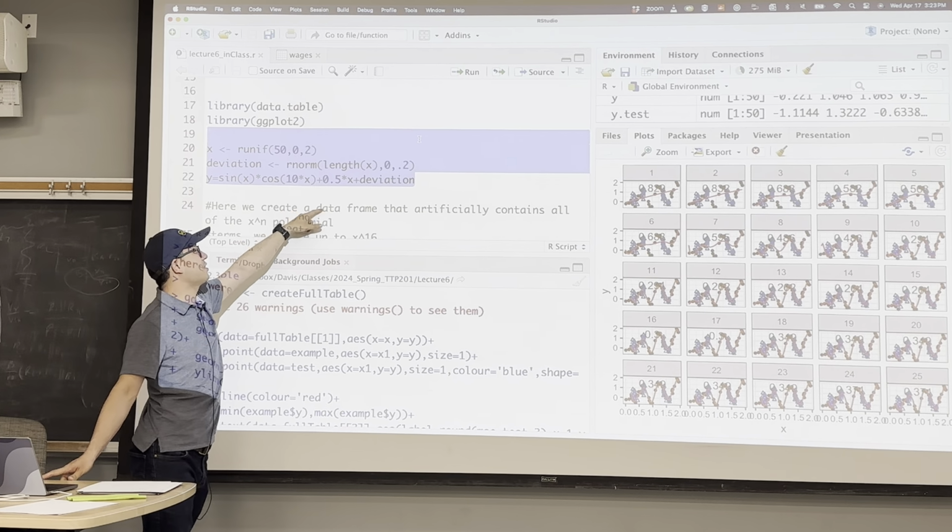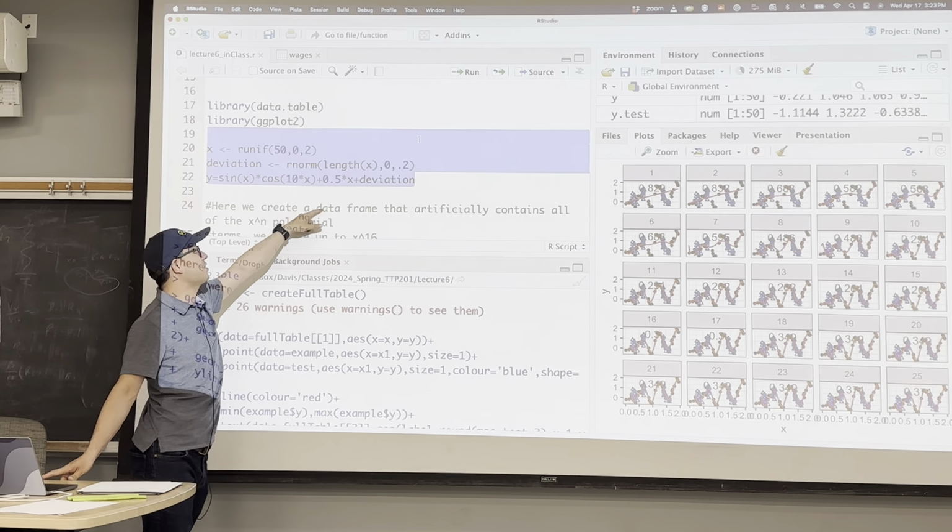Questions? Yes? I'm confused about the out-of-sample mean squared error. So that's only for the data that we left out? Yep. Just to be clear, we train the model on the black dots. That's where the red line comes from.